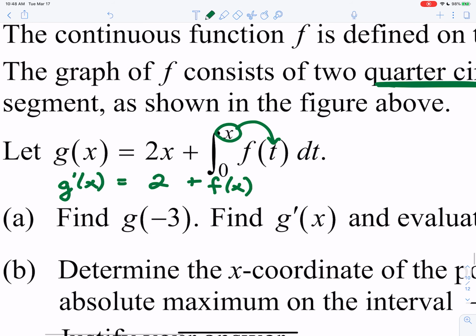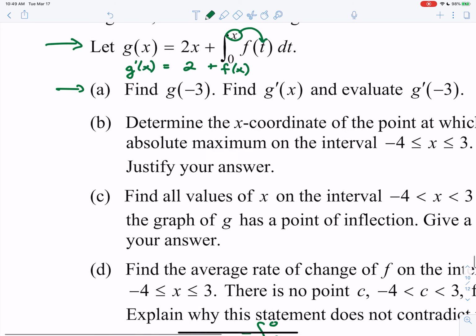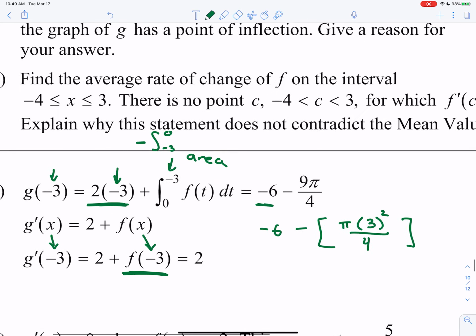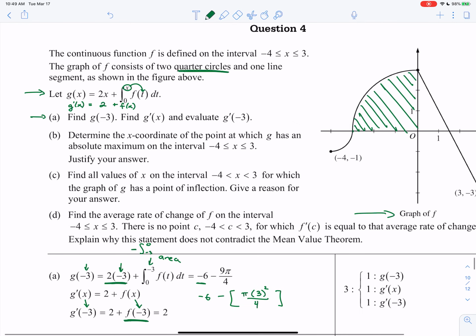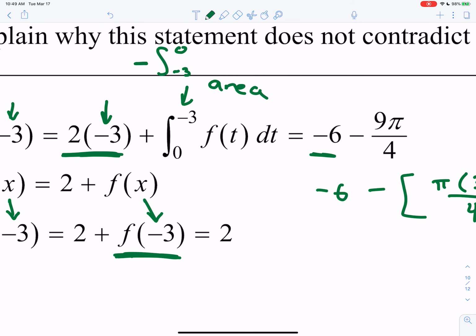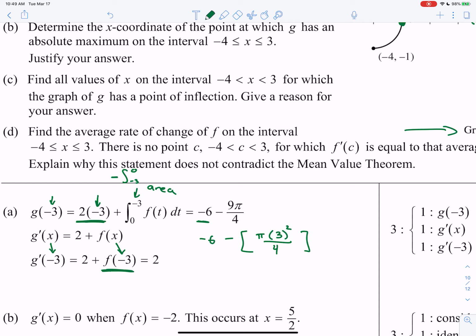So we found g prime of x, good. The last part here is finding g prime of -3. So basically, if you know g prime of x, you're going to replace every x with -3. So here we have 2 plus f of -3. Now f of -3, remember, you have the graph of f. So when x is -3, f of -3 is really just 0. It's a location. So 2 plus 0 is just 2. You could leave it as is if you wanted to, but those are pretty much 3 easy points that you guys can take care of there, okay?